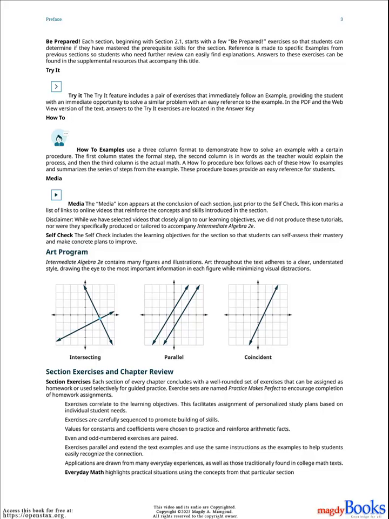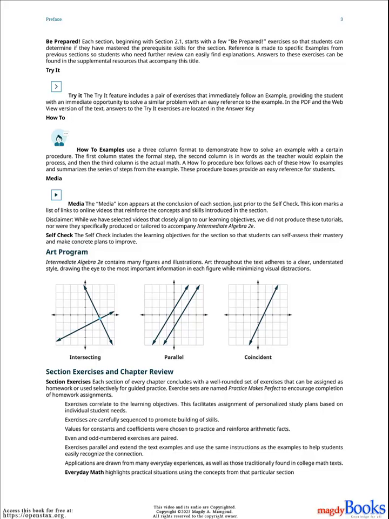Try It. The Try It feature includes a pair of exercises that immediately follow an example, providing the student with an immediate opportunity to solve a similar problem with an easy reference to the example. In the PDF and the WebView version of the text, answers to the Try It exercises are located in the answer key. How To examples use a 3-column format to demonstrate how to solve an example with a certain procedure. The first column states the formal step, the second column is in words as the teacher would explain the process, and then the third column is the actual math. A How To procedure box follows each of these How To examples and summarizes the series of steps from the example. These procedure boxes provide an easy reference for students.